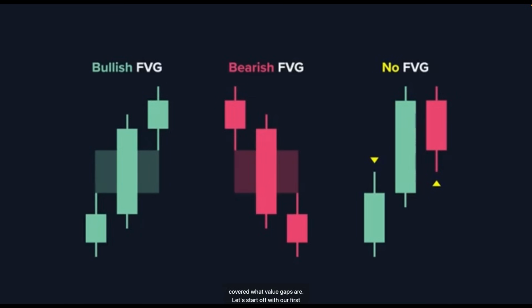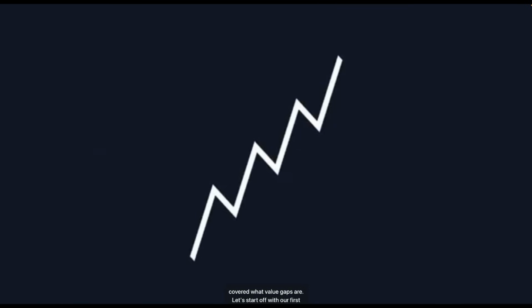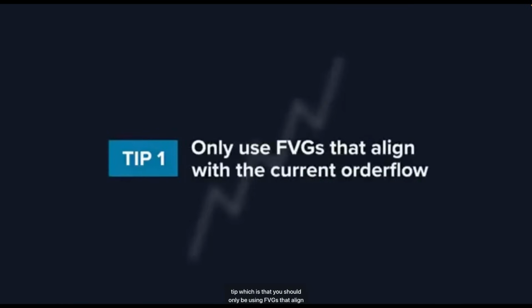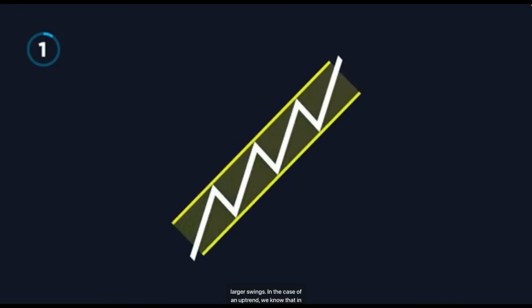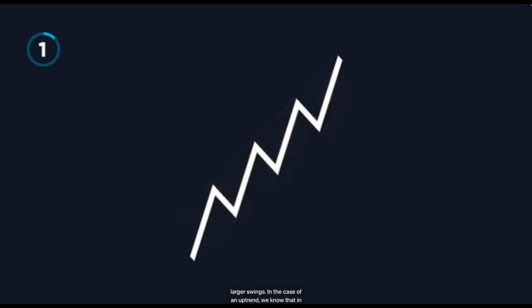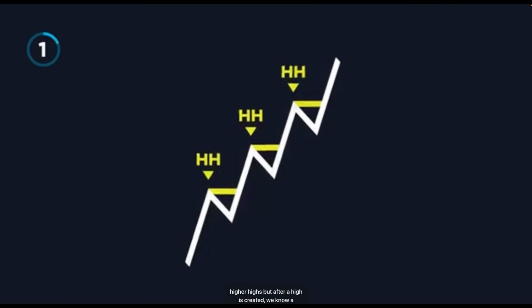So now that we've covered what fair value gaps are, let's start off with our first tip, which is that you should only be using FVGs that align with the current order flow. Price can only go in 2 directions, but it rarely ever moves in one straight line. Instead, it makes many smaller moves which together create the larger swings. In the case of an uptrend, we know that in order for it to remain valid, we need to see it create new higher highs. But after a high is created, we know a retracement is expected.